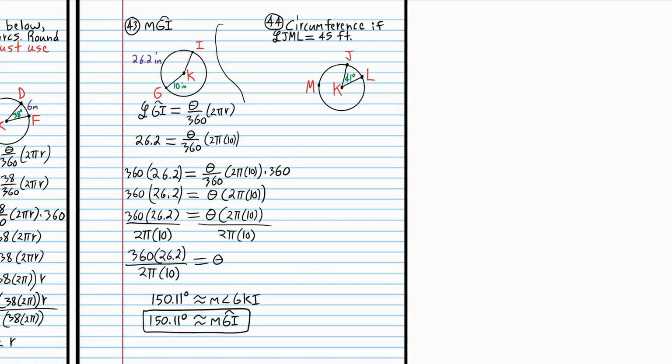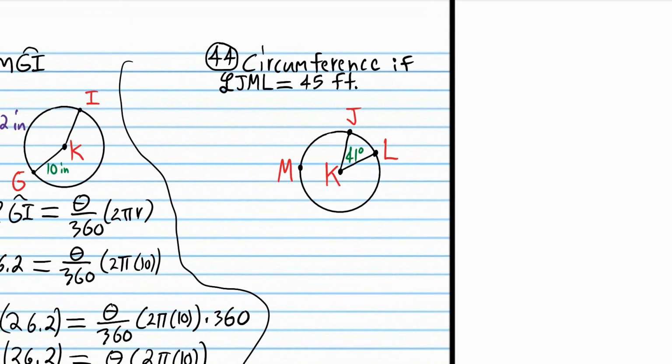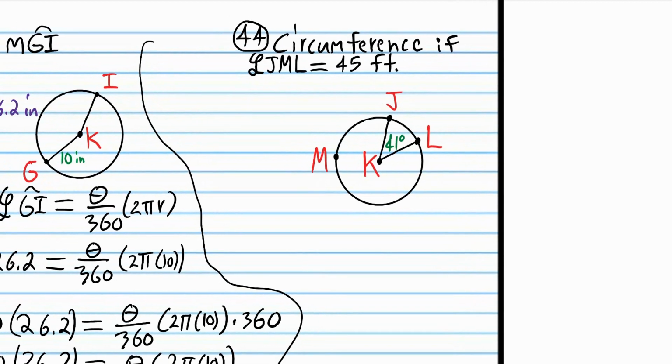Now we're looking for the circumference. Circumference is equal to 2 pi r. So this one's going to be fairly easy compared to the other ones. We're just looking for that expression 2 pi r. So it tells us here that the arc length is 45 of JML. So that's this length here. So we know that length is 45 feet. But we don't have the corresponding central angle. We're going to need that first.